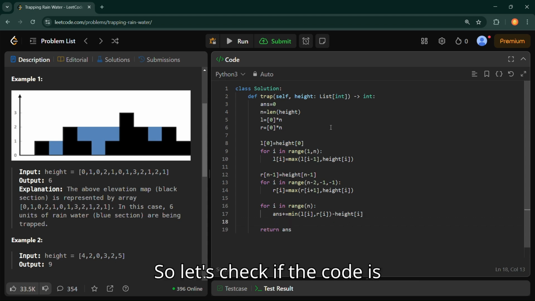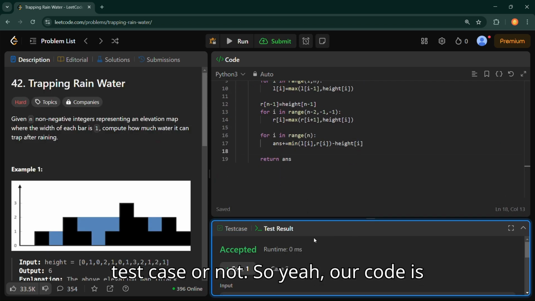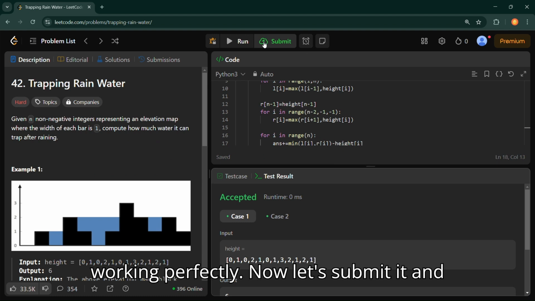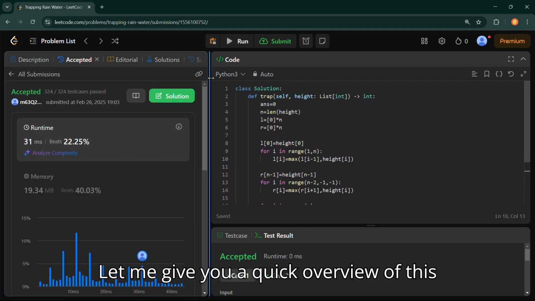So let's check if the code is working or not, and whether it is passing every test case or not. So yeah, our code is working perfectly. Now let's submit it, and let me give you a quick overview of this solution.